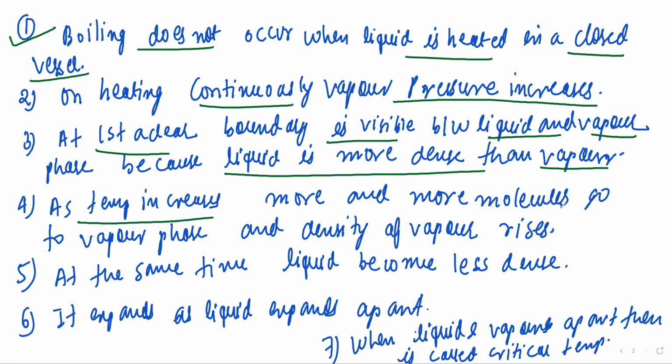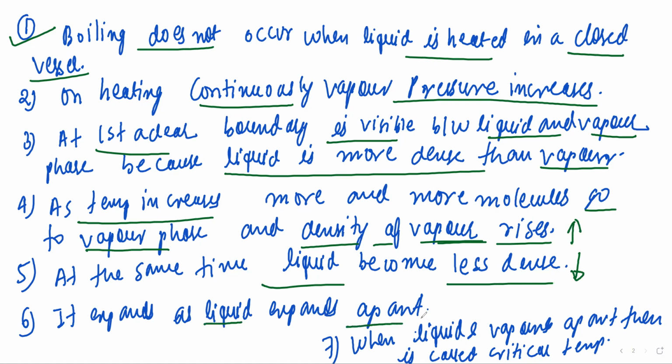As temperature increases, more and more molecules go to the vapor phase and the density of the vapor rises. Right. So by increasing the temperature, more molecules vaporize. At the same time, the liquid becomes less dense. So the vapor molecules increase, but the liquid density decreases. The liquid starts expanding apart. When the liquid and vapor are no longer distinct, that temperature is called the critical temperature. So right up to this point.